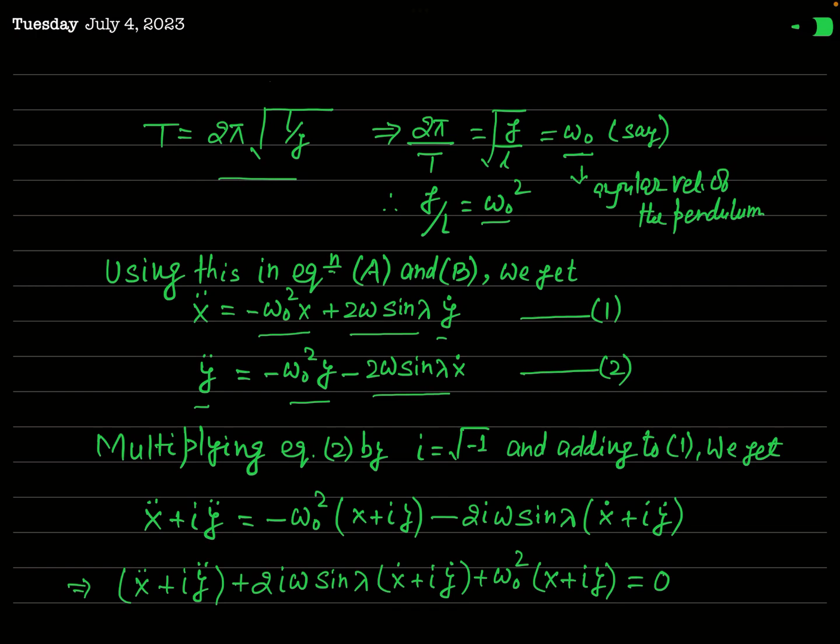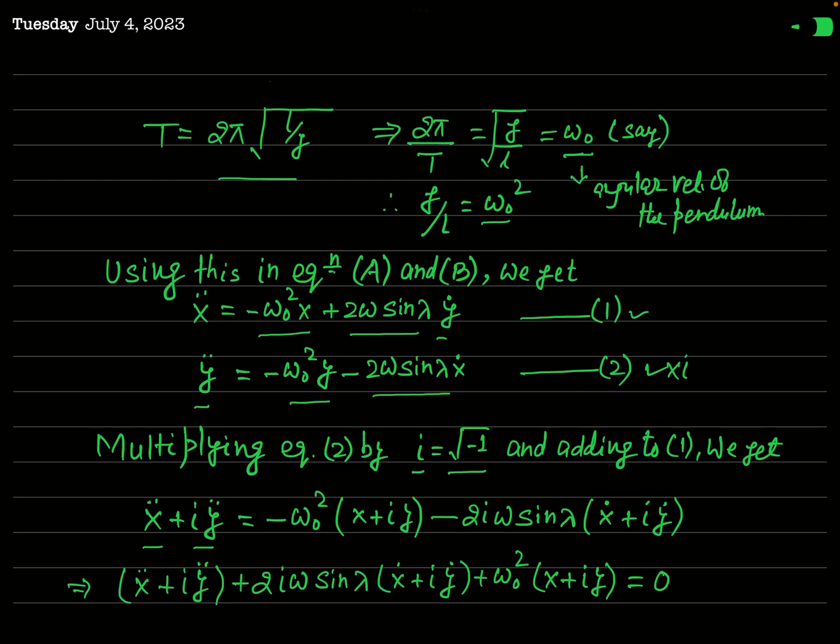Sorry, not 1, but multiply this equation 2 by i. And after multiplying this equation 2 by i, where i is iota, which is equal to the square root of minus 1, then we will add this equation 2 to the equation 1. You can see now, x double dot plus iy double dot, because the second equation will be multiplied by i. Okay. So LHS will be x double dot plus iy double dot.